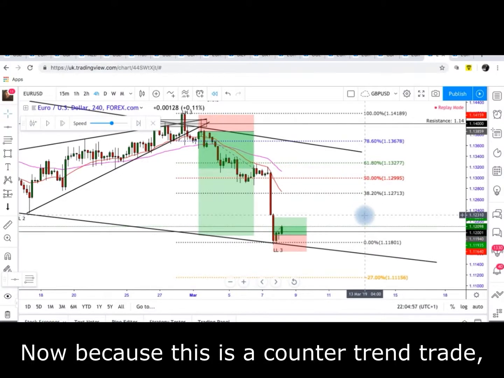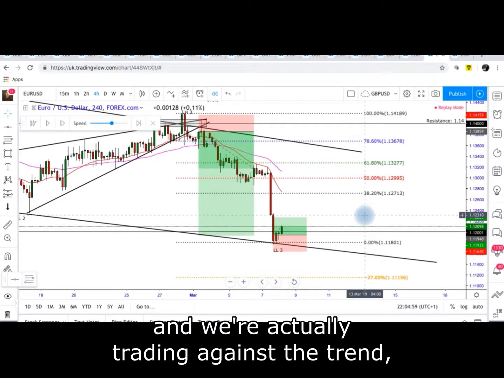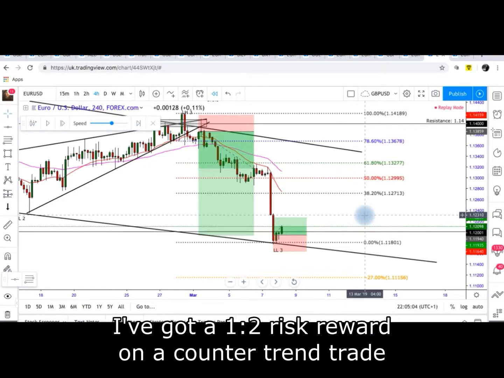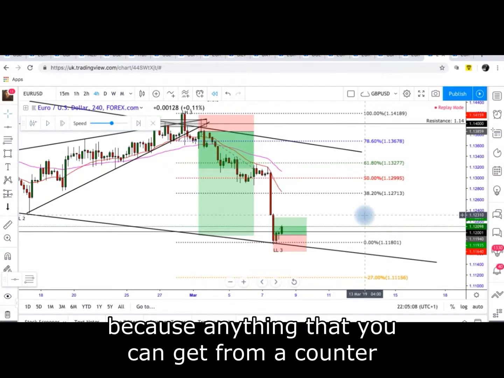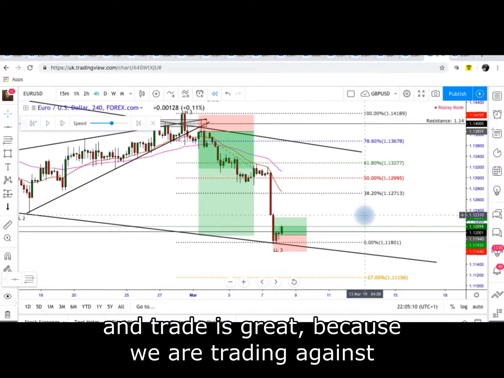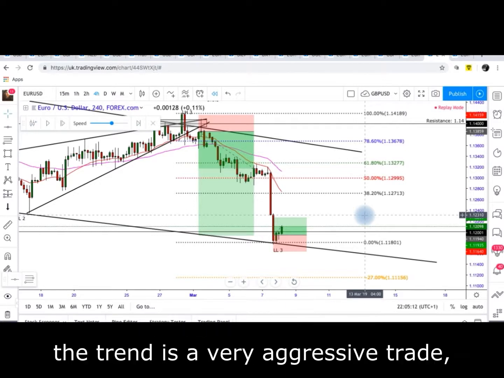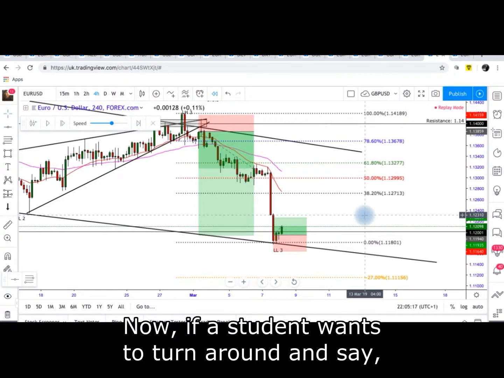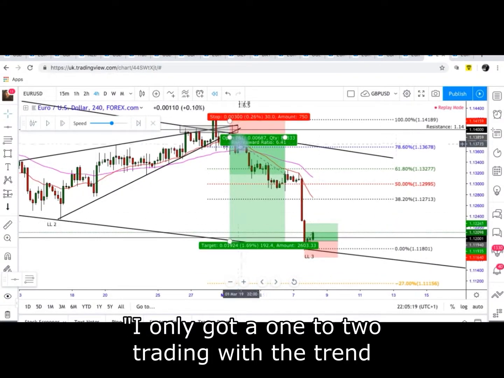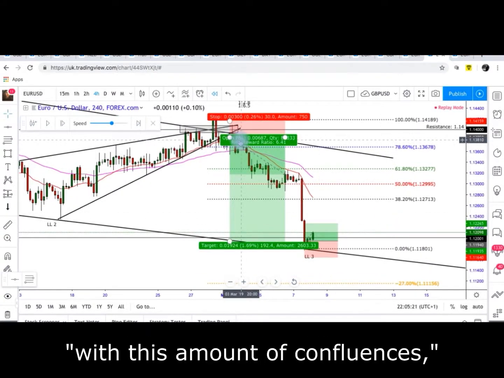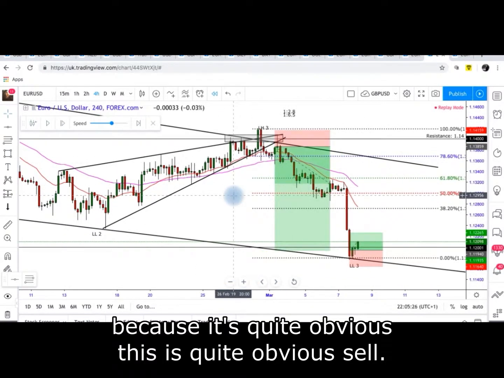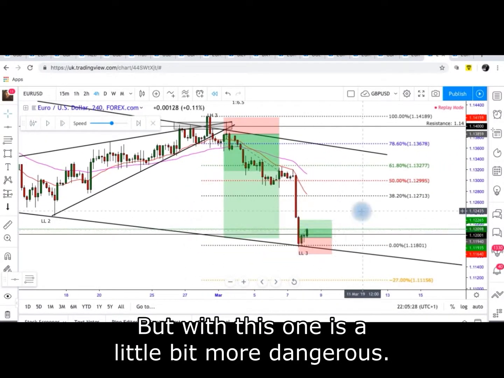Now, because this is a counter trend trade and we're trading against the trend, I'm never too fussed when people say to me, I've got a 1 to 2 risk to reward on a counter trend trade, because anything that you can get from a counter trend trade is great. It's a very aggressive trade, and any profit's better than none. Now, if a student said to me, I only got a 1 to 2 trading with the trend with this amount of confidences, that would be very frustrating, because it's quite an obvious sell. But with this one, it's a little bit more dangerous.